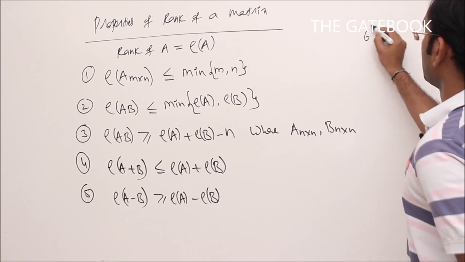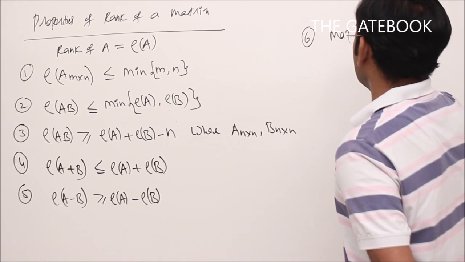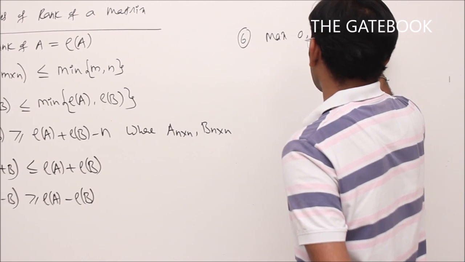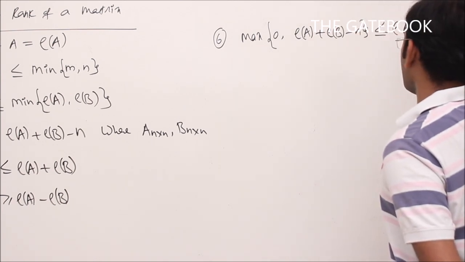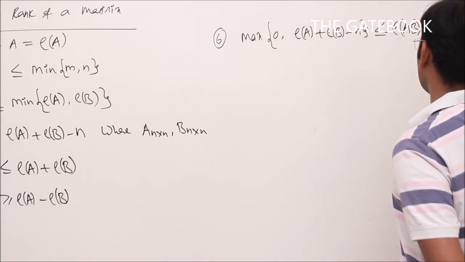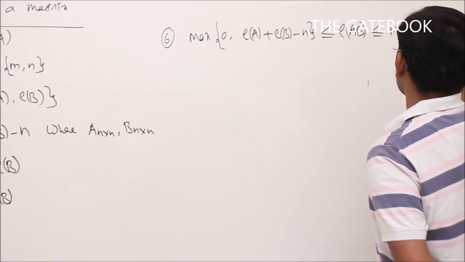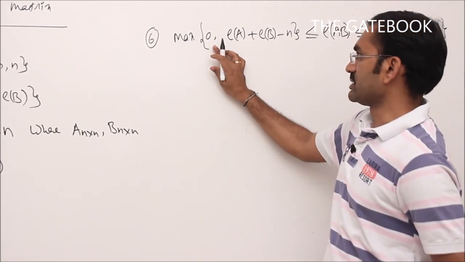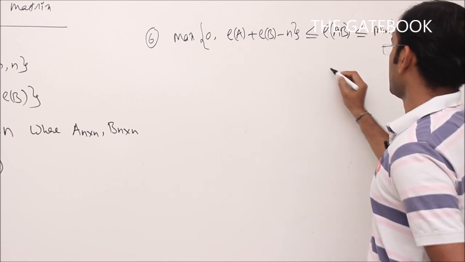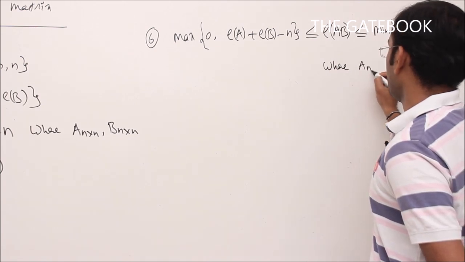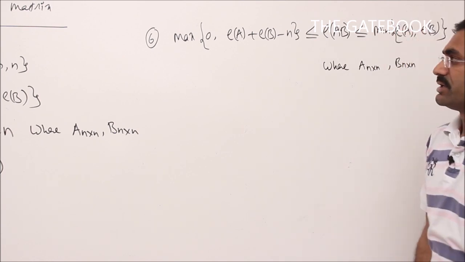Next, we can give maximum of 0, rank of A plus rank of B minus n, less than or equal to rank of AB, less than or equal to minimum of rank of A, rank of B. So we have to consider the maximum of these two things, 0 or rank of A plus rank of B minus n, where A and B are matrices of order n by n.